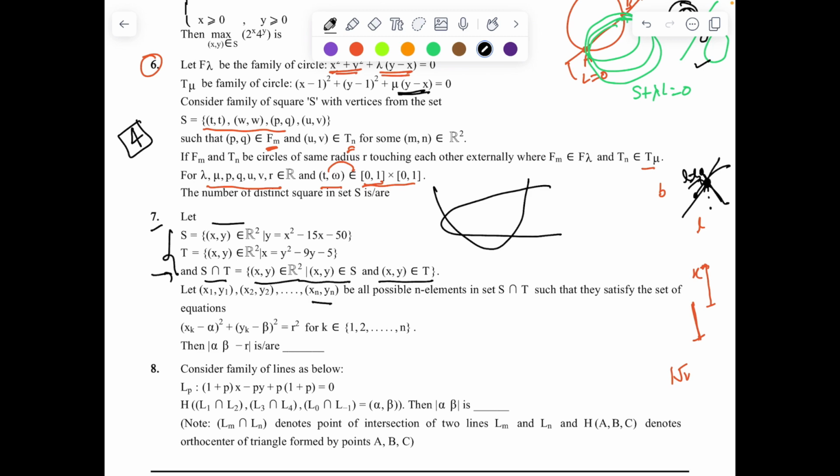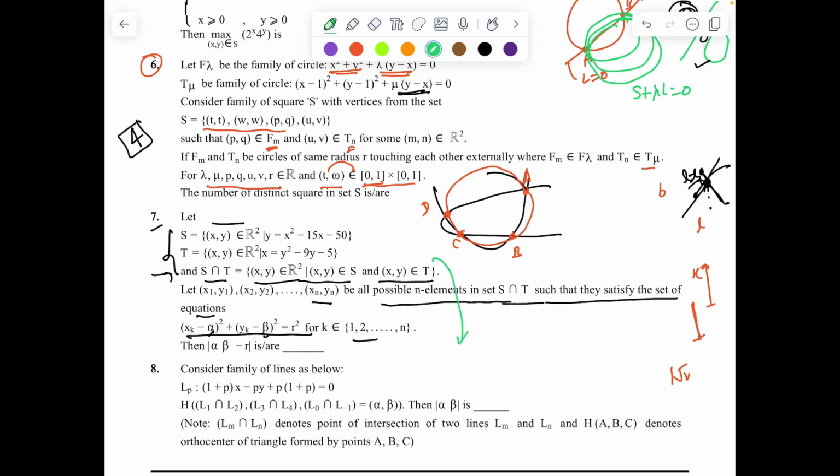Let (x1, y1), (x2, y2) and (xn, yn) be all possible n elements in set S intersection T such that they satisfy the set of equations (xk minus alpha) square plus (yk minus beta) square equals r square for k equal to 1 to n. It means all these points (x1, y1) and so on are common between these two parabolas. So let's say we have points A, B, C, D. They satisfy the property that their distance from a point (alpha, beta) is r. So it's quite clear this property is giving a hint for a circle. So there is a circle which is passing through all these 4 points.